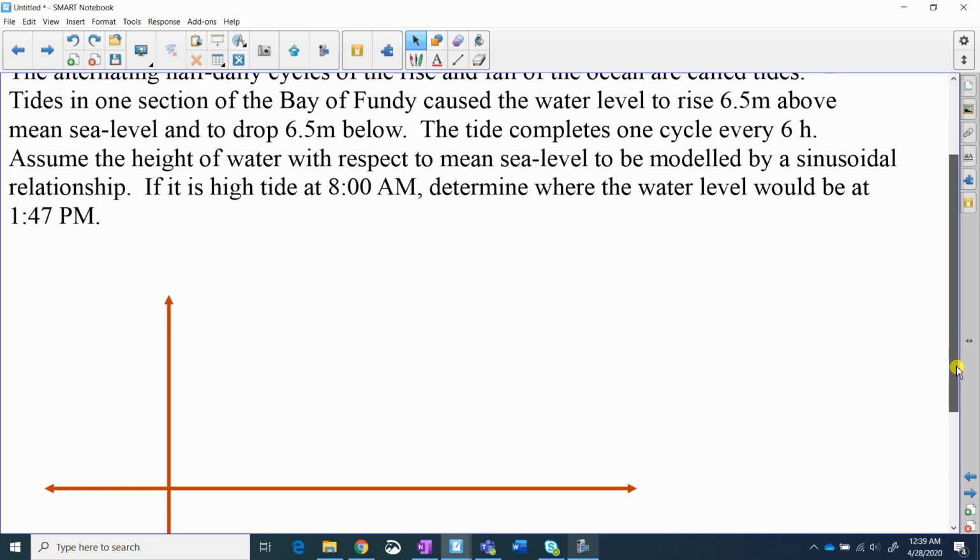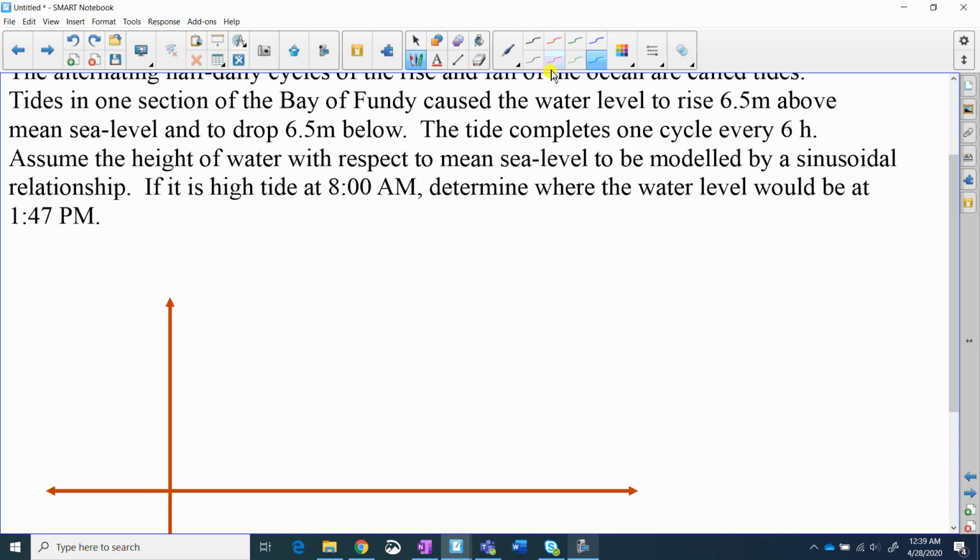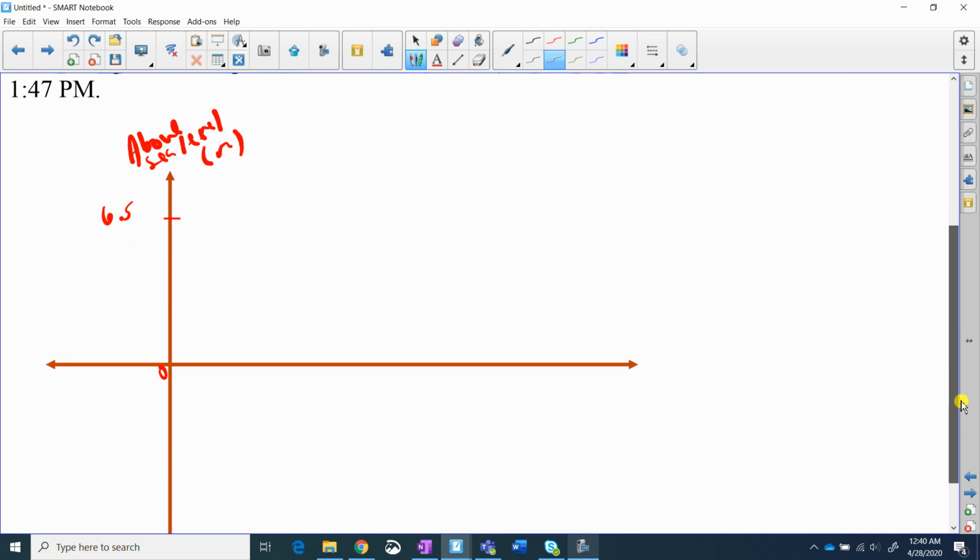Well, I'm going to call mean sea level right here, so 0 is what I'm going to consider to be mean sea level. This would be high tide then, 6.5 meters above. So this is the height of the water above sea level, in meters. And low tide would be when it goes below mean sea level, so it's going to be down here at negative 6.5.